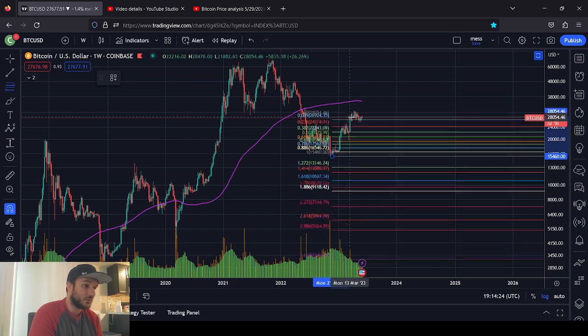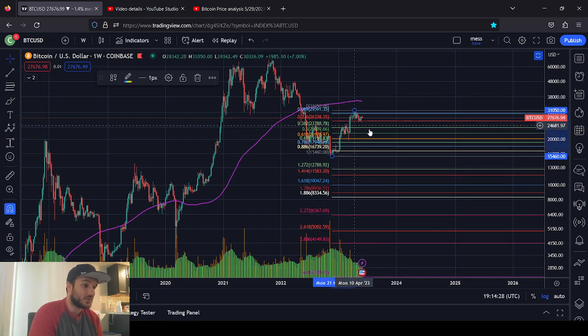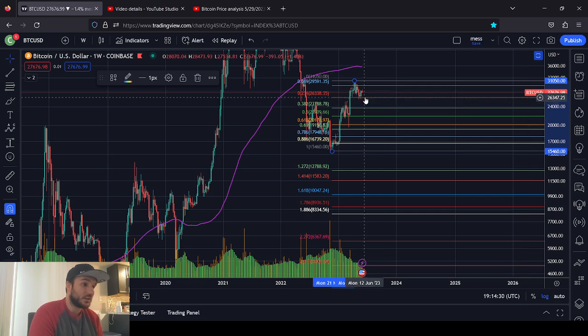Let's look at this fib too. We haven't looked at this one yet. We are bouncing off the 236. It looks like if we come down below that, the next target would be the 382 down here at 23.5. If we disregard that, we're going to look at the 618, and that $20,000 level is going to be really, really clutch.